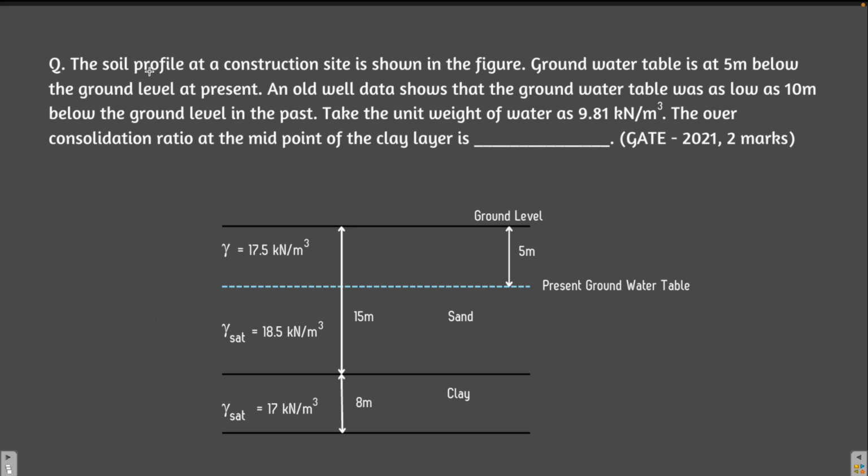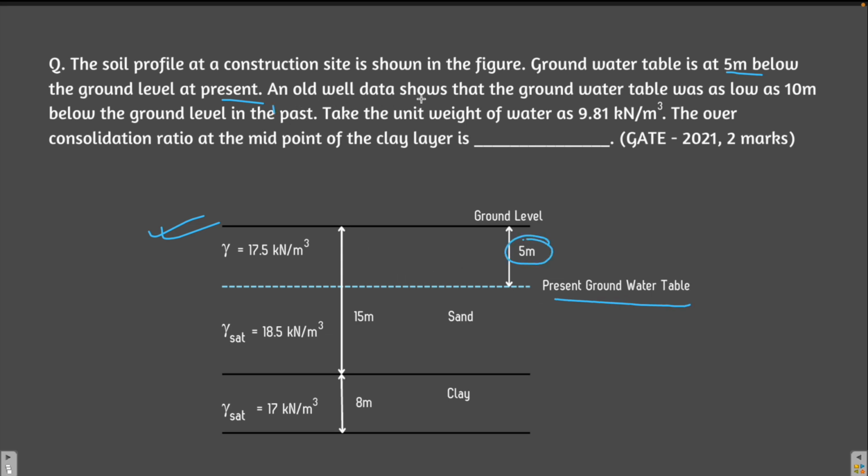It says that the soil profile at the construction site is shown in the figure. So there is a construction site, and the soil is shown here. The groundwater table is at 5 meter below the ground level at present. So now what is the position of the groundwater? The present groundwater table is at this position, 5 meter from the ground level.